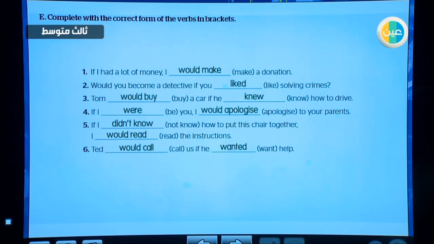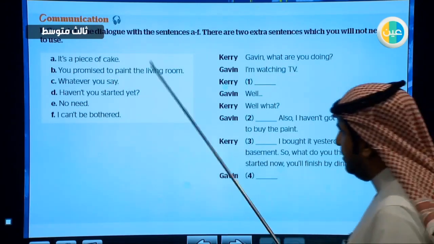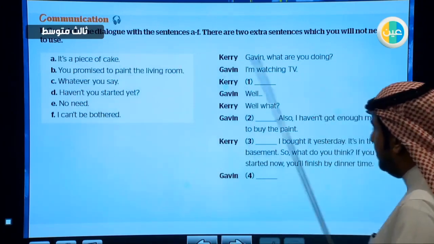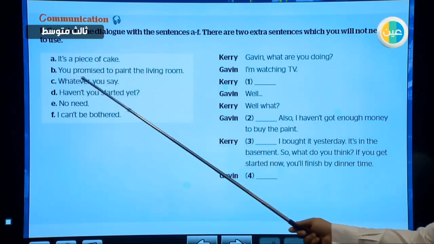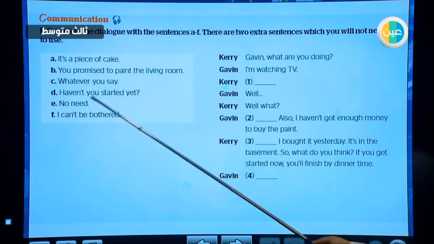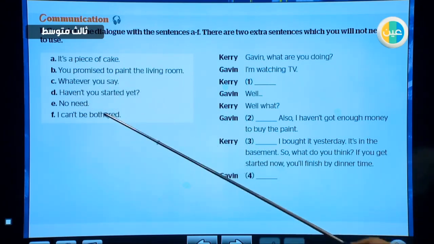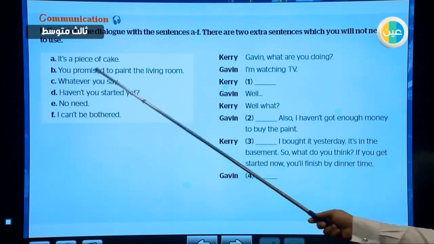Excellent. All right. If we go to F, we are going to use these expressions or phrases in the dialogue that comes here. Gavin, what are you doing? I am watching TV. What would you say here? It's a piece of cake. It's very easy. You promised to paint the living room. Whatever you say. Haven't you started yet? No need. I can't be bothered. I would choose this one.